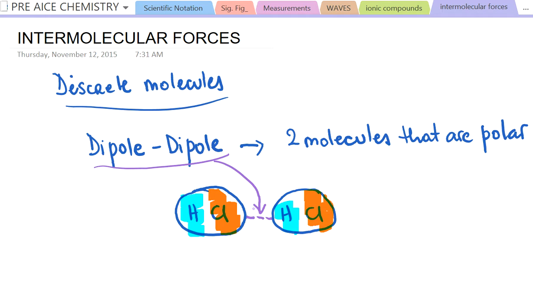So the only thing that you need to know is that when we have two polar molecules, we are going to have dipole-dipole bonds. And we normally represent the intermolecular forces with dashes. It's not one dash. This one is going to be the covalent bond, okay?